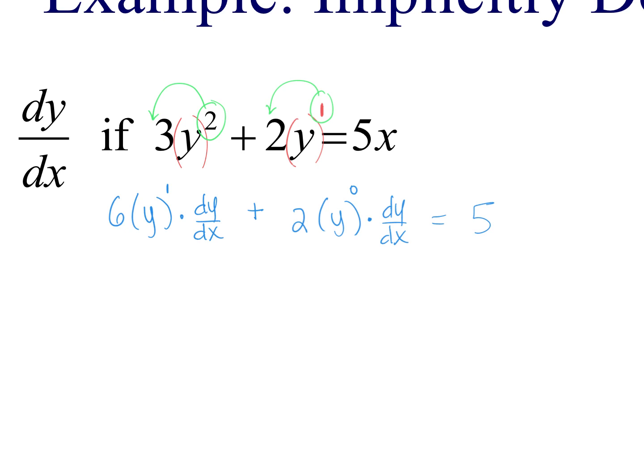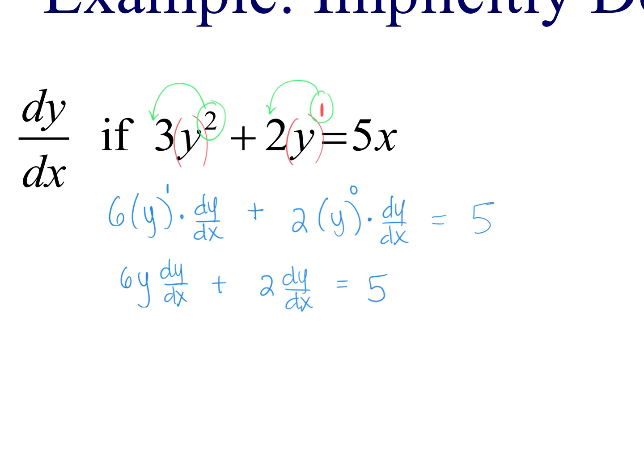All right, now I want to simplify this so it looks a little cleaner. So this will be 6y dy dx plus, and then in the 2y to the 0, y to the 0, of course, is 1. So this becomes 2 dy dx, and then that's equal to 5. Now my job is to solve for dy dx. So you first ask yourself, how many dy dx's are there? 2. Are they both on the same side of the equal sign? Great. So as long as everything is on the same side of the equal sign, you can factor that out.